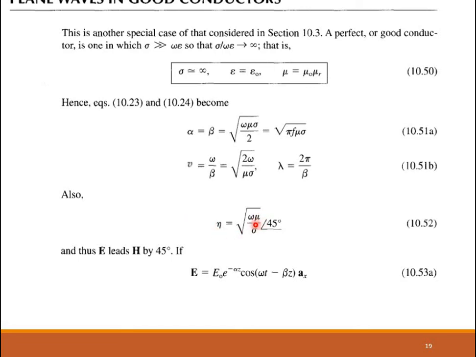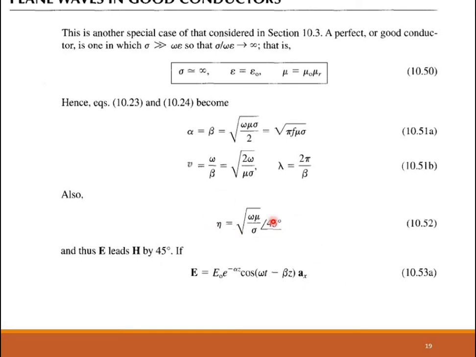So here again, for intrinsic impedance, when you substitute, the angle that you're going to get is 45 degrees. What does this imply? E leads H. That means for a perfect conductor or a good conductor, the phase difference between E and H is exactly 45 degrees. E leads H by 45 degrees. So this is the expression for E that you get.